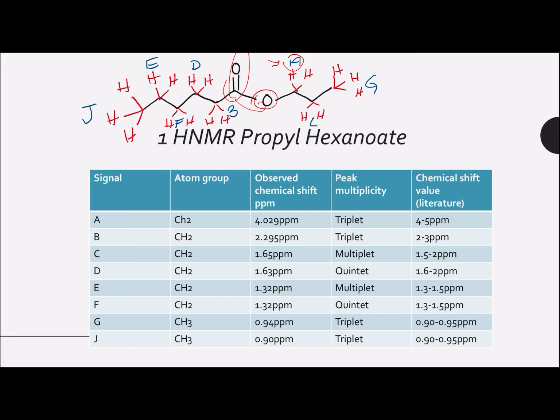And this one is a triplet because of the 2+1 rule, right? Because of 2+1, it's causing 3. This is a triplet, right? So in our peak multiplicity we have triplet, multiplet, quintet. There are several types here, and then we just have to categorize all of them.